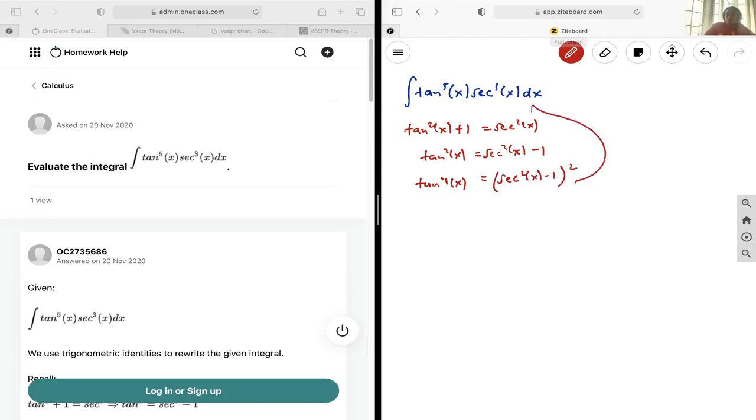And then we're going to plug this in and just replace tan to the power 5x as tan to the power 4x by tan x. This is going to leave us with the integral of secant squared x minus 1, sorry, this is squared, multiplied by tan x, multiplied by secant cubed x dx, I believe.